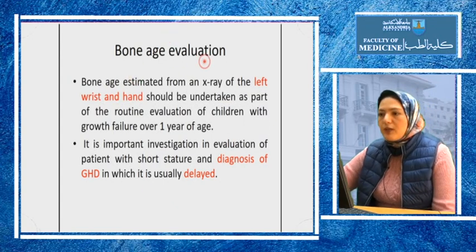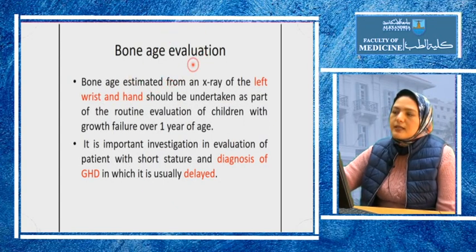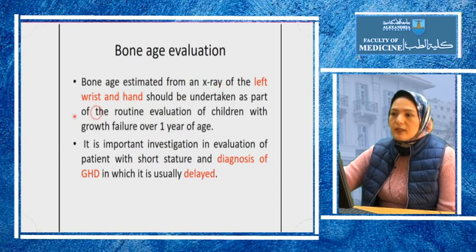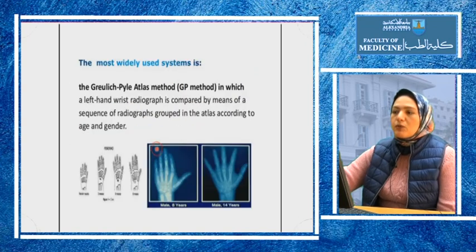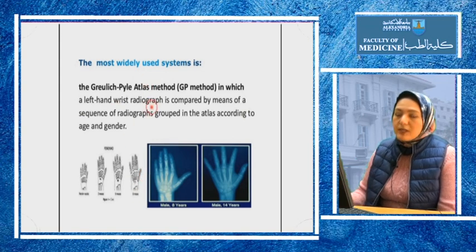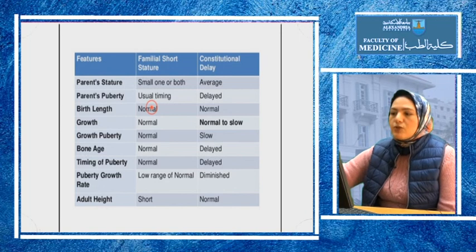Finally, the bone age evaluation. As we mentioned before, the bone age is estimated through an X-ray of the left wrist and left hand to be standardized, and we compare it with the normal population in the atlas. The most commonly used system is the Greulich and Pyle atlas, the GP method. The left hand and wrist radiograph is compared to the normal population according to age and gender. If the patient's bone age is delayed relative to the chronological age, then this is a case of pathological short stature.